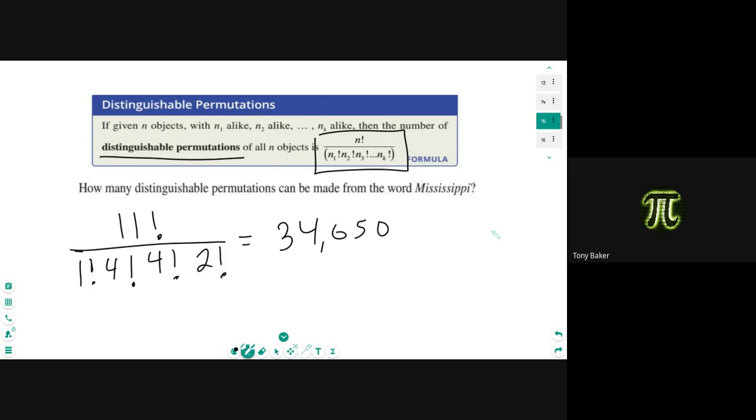The reason this is here is because I know there's a problem in Hawks that specifically asks for this. So you will see this when you do section 6.4.